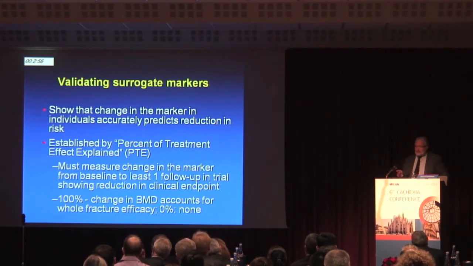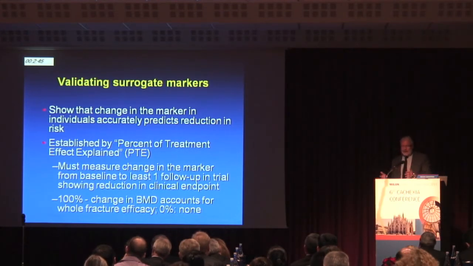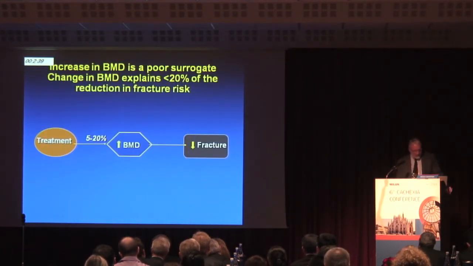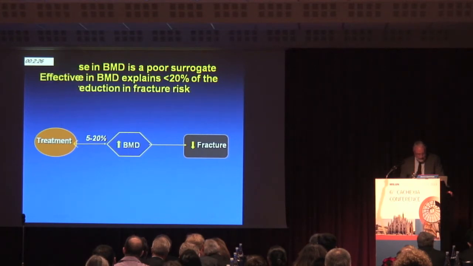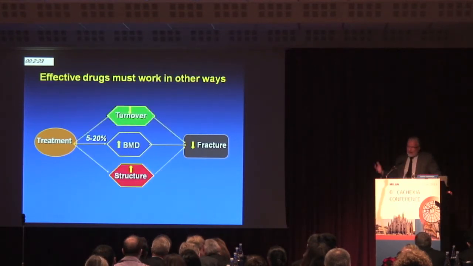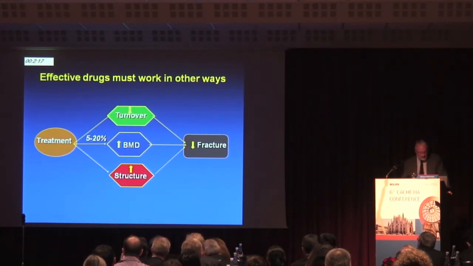But in order to do this in studies, you must measure something at baseline. You must put serum away. You must make the measurements or the images at baseline, and at least one follow-up time point in every individual in the trial. Unfortunately, bone density is a poor surrogate marker. Its percent of treatment explained is somewhere between 5 and 20%. In other words, the pathway between treatment and improvement in bone density only accounts for 5 to 20% of the anti-fracture effect, and that means that there must be other pathways that account for much of the rest of that: percent bone turnover, improvements in structure.